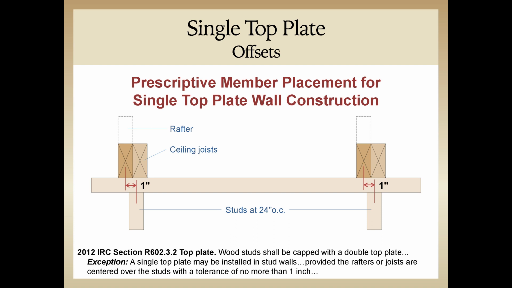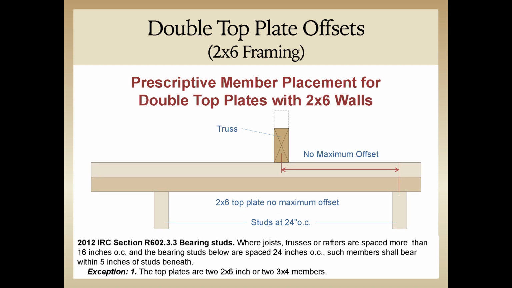Note that when conventional rafters with ceiling joists are used, the 1-inch maximum offset applies to both members, which makes this layout less forgiving than if you're using roof trusses. Switching to a single top plate can be a savings in the overall framing package. However, if a builder sticks with double top plates, the offset rules are simplified.